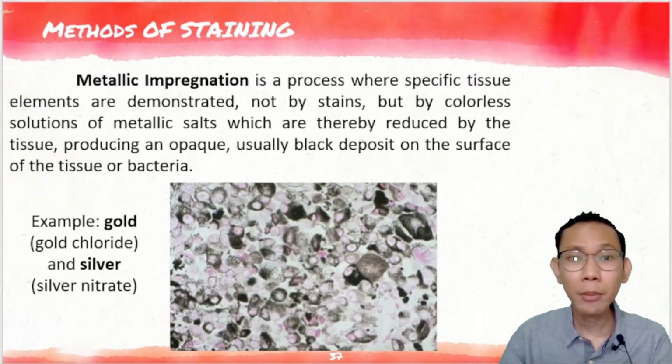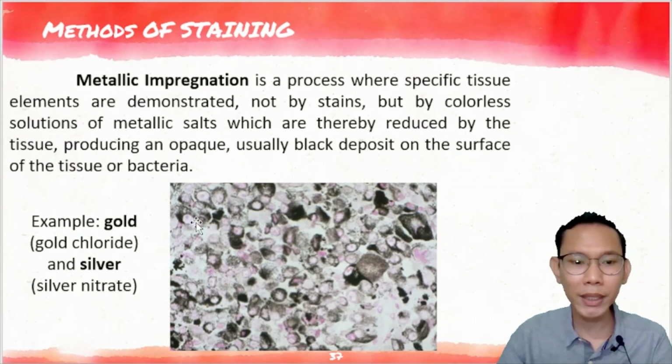Next, you also have your metallic impregnation. So for metallic impregnation, it is a process where your specific tissue elements are demonstrated not by stains but by colorless solutions of metallic salts which are thereby reduced by the tissue, producing an opaque, usually black deposits on the surface of the tissue or bacteria. So, example nito, meron tayong gold chloride and your silver nitrate.